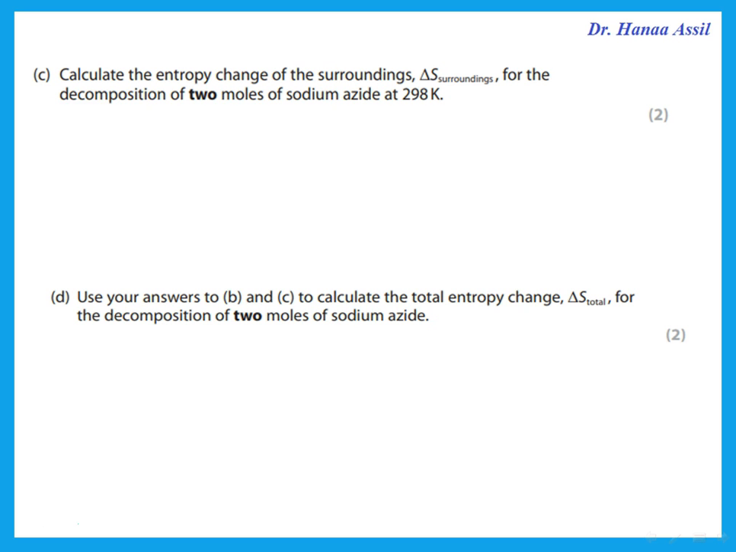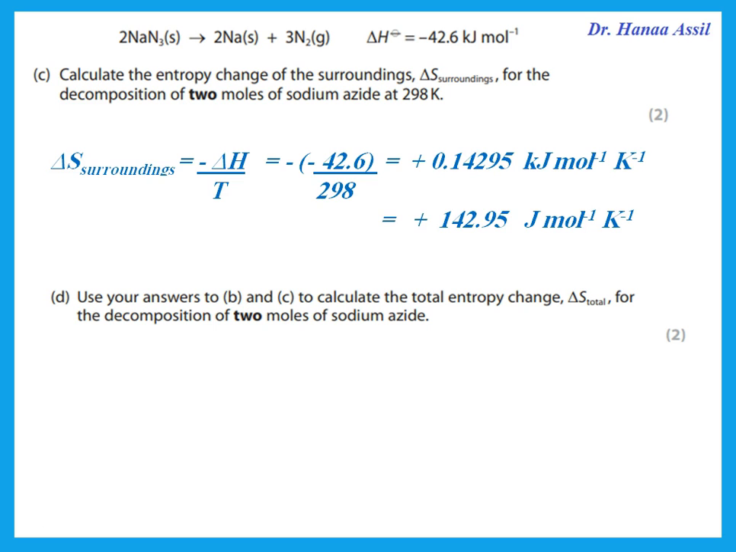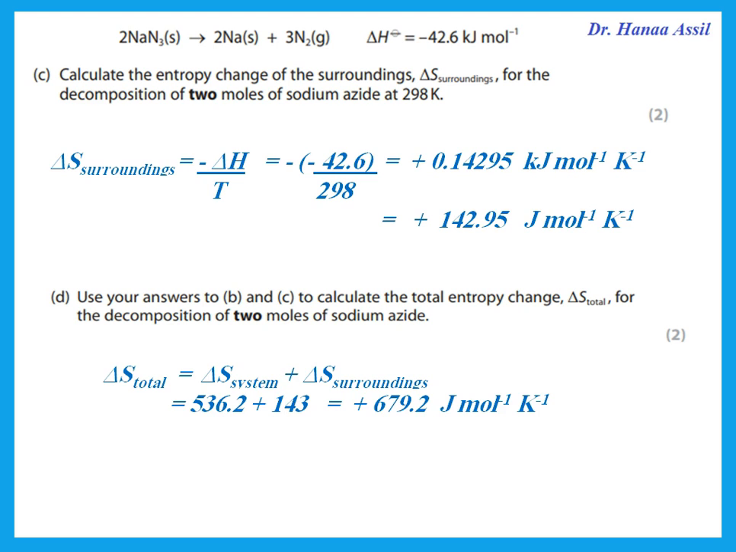Then he says, calculate the entropy change of the surroundings. Again, how do we get delta S surroundings? We said delta S surroundings has to do with the delta H. So delta S surroundings is minus delta H over T. He gives me the delta H up there as a negative number. So my delta S surroundings is a positive number. It will come out in kilojoule per mole. You can then multiply by 1,000. Now use your answers to calculate the total entropy. Of course, total entropy is the sum of the two entropies that we just got. So that comes out in this number in joule per mole per Kelvin.